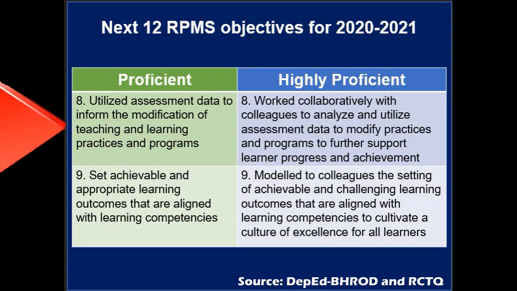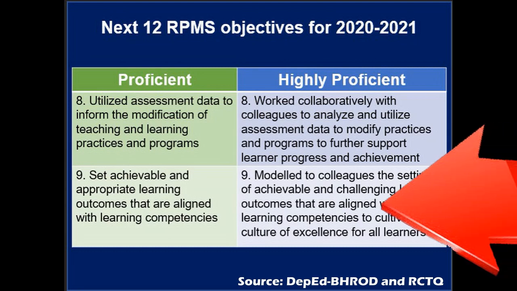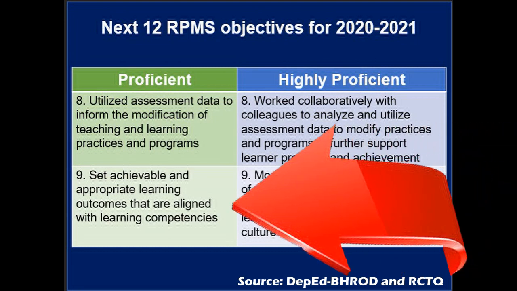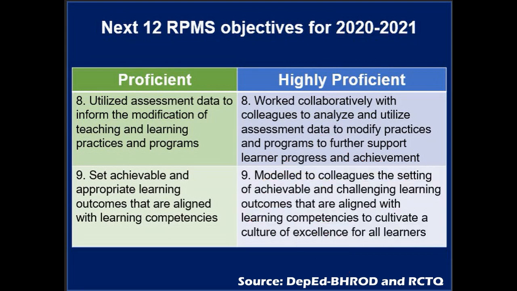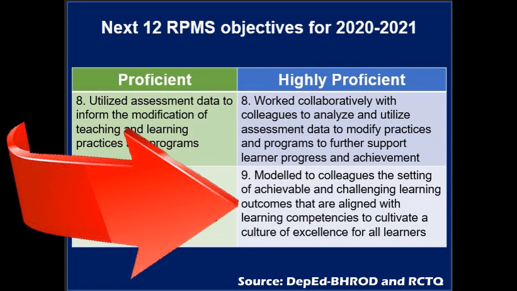While highly proficient teachers are expected to work collaboratively with colleagues to analyze and utilize assessment data to modify practices and programs to further support learner progress and achievement. The ninth objective for proficient teachers is to set achievable and appropriate learning outcomes that are aligned with learning competencies, while highly proficient teachers are expected to model to colleagues the setting of achievable and challenging learning outcomes that are aligned with learning competencies to cultivate a culture of excellence for all learners.